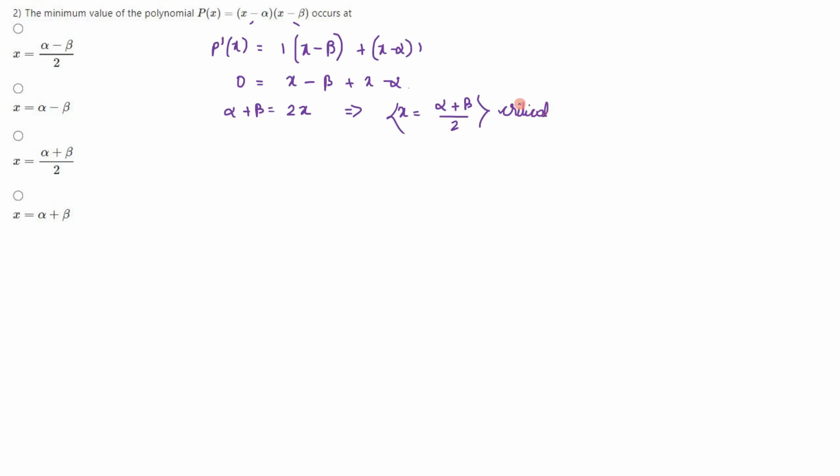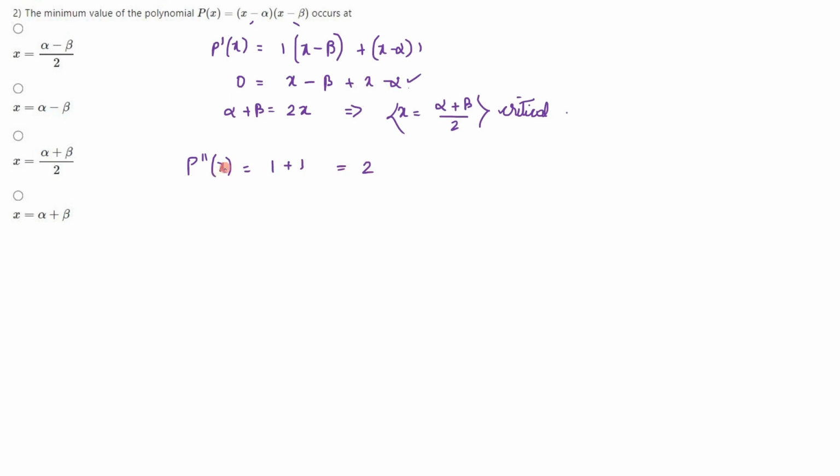Now we have to check whether this critical point is a minima or maxima, right? For that I have to use double differentiation, the second derivative, that is p double dash of x is equal to, now I differentiate this equation, that is nothing but differentiation of x is 1, beta differentiation is 0, again x differentiation is 1, alpha differentiation is 0, that is 1 plus 1 is 2.